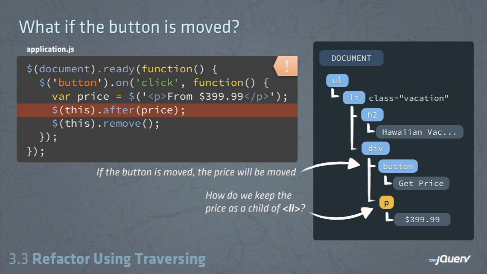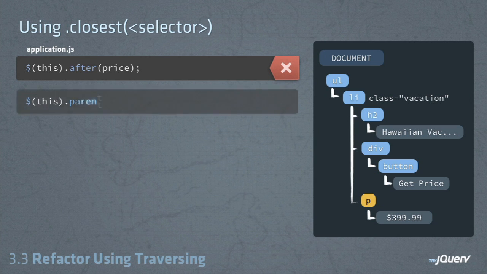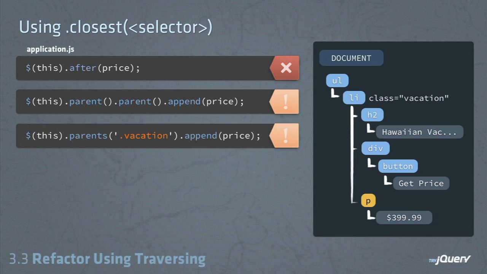So we want to keep the price as a child of the LI, so we can't use after price. Well, one way we could solve this using traversing, we could call parent.parent.append, which would seem to put it in the right place, but again, it would break if we changed the DOM. We could also find parents to find the vacation class above the current button, and then append price onto it. But this doesn't work because it could return multiple vacations.